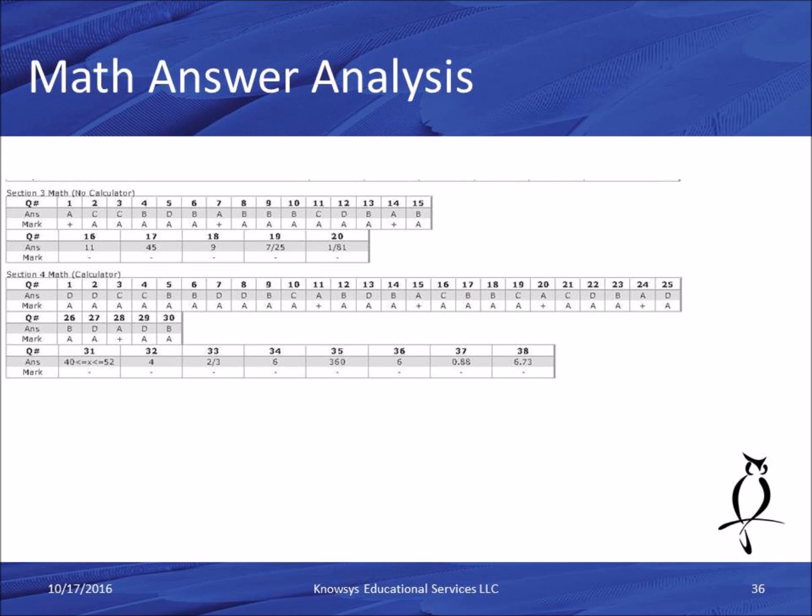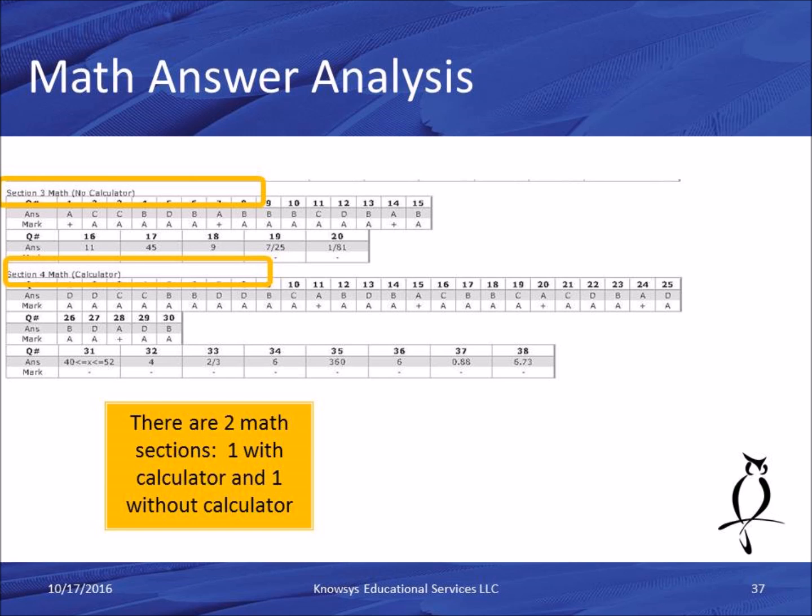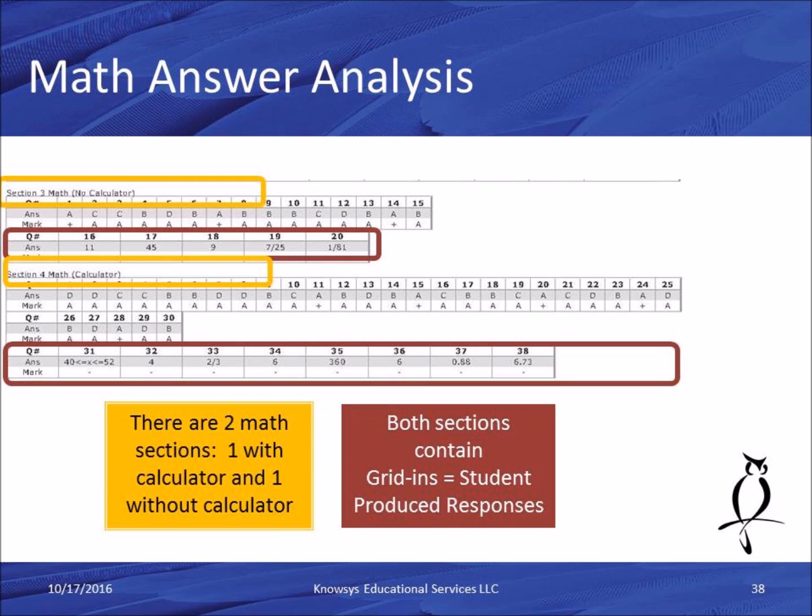Okay, next I want to look at the math answer analysis. So if you'll find that section on your report. First, you'll see that it's divided into two sections. The SAT always has two math sections, one with a calculator, one without a calculator. Both sections will contain grid-ins, or student-produced responses. You can see those in the brown highlight here. Those are the ones where you have to actually generate a numerical answer and then bubble in the number.